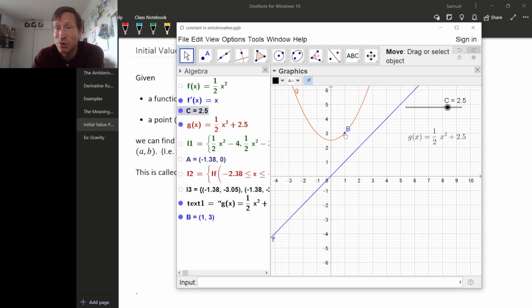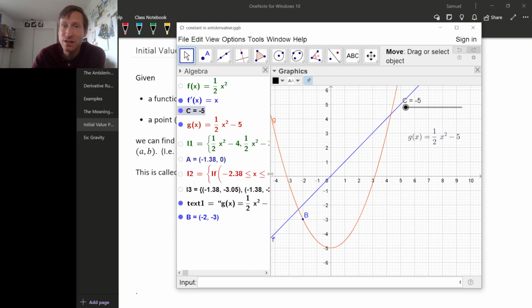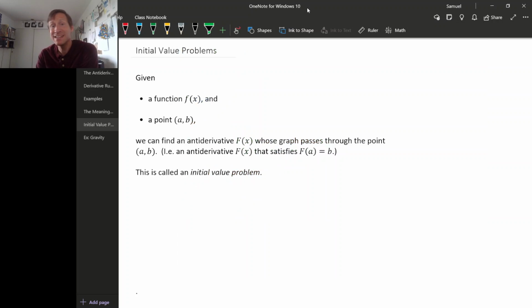If we changed this point to some other point, maybe down here, we could again just shift the antiderivative vertically up and down until we find the antiderivative that goes through that particular point. So what this is telling us is that if we have a function and a point, we can find a particular antiderivative. There will be, hopefully, only one antiderivative that goes through that point. And that's the idea of an initial value problem. So if we have a function and a point, then we should be able to find an antiderivative that goes through that point. Right? This is an initial value problem.